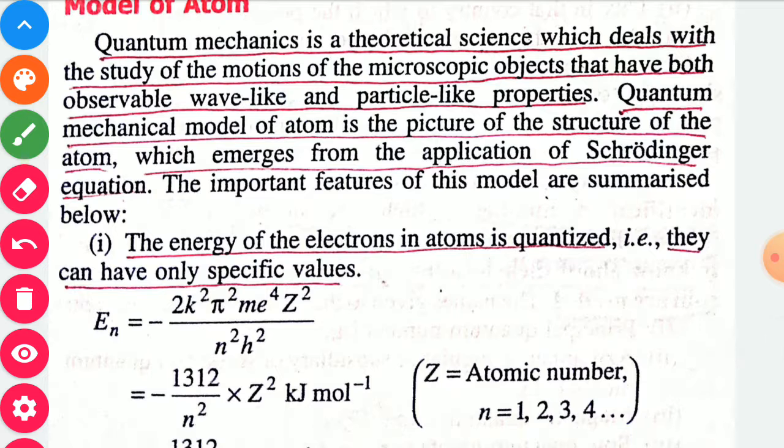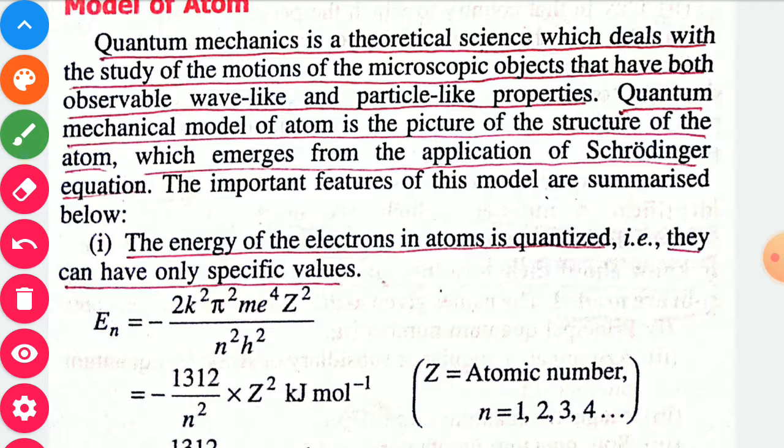First point, the energy of an electron in an atom is quantized. That is, they can have only specific values. So here quantized means the fixed value of the particle.